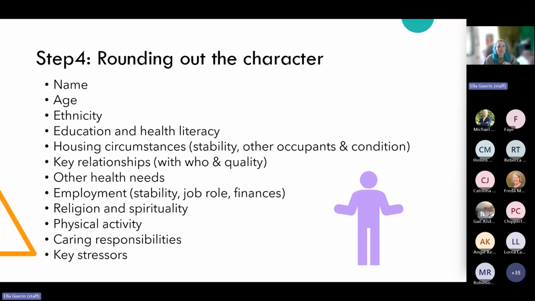I'm always terrible at thinking up names. Brilliant. We've got Sam.